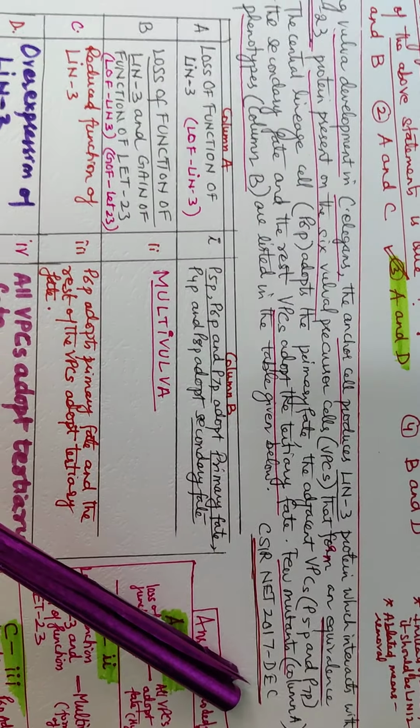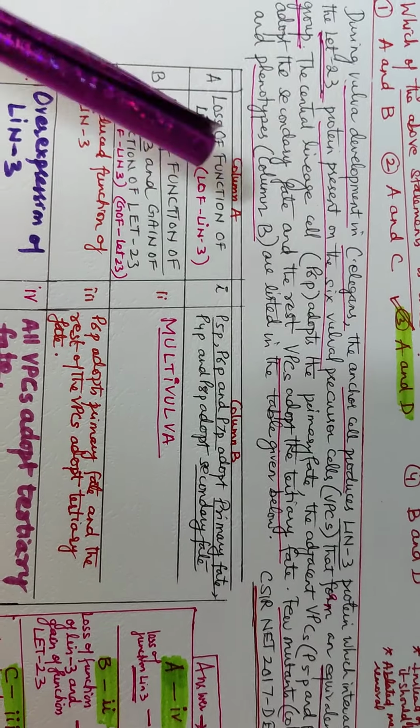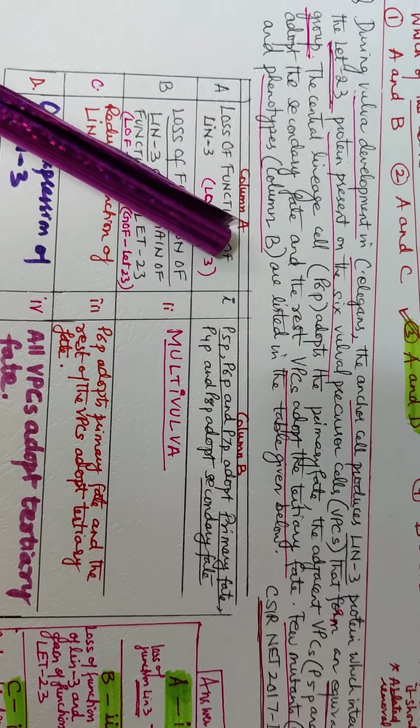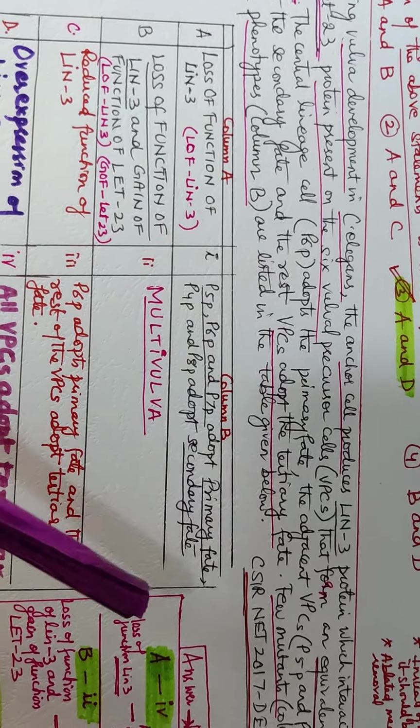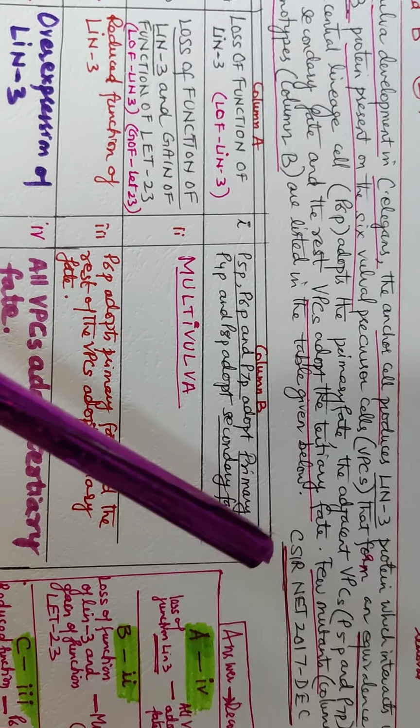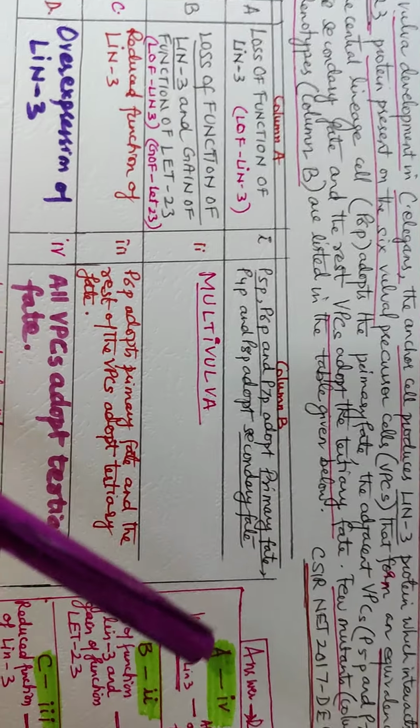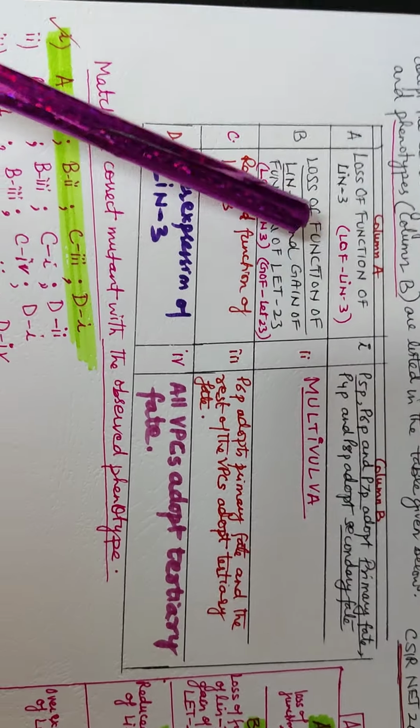A few mutants in column A and a few phenotypes in column B are listed in the table to learn. This is the question which came in CSIR December 2017. Now the question starts here.